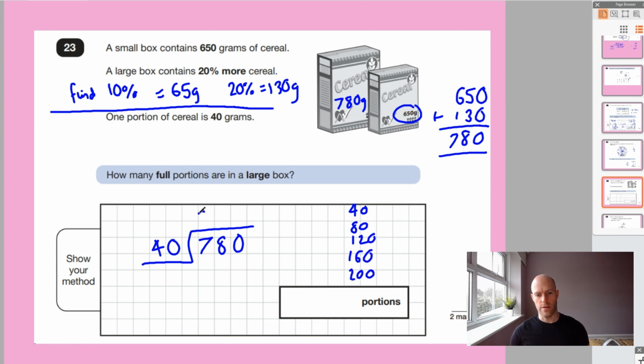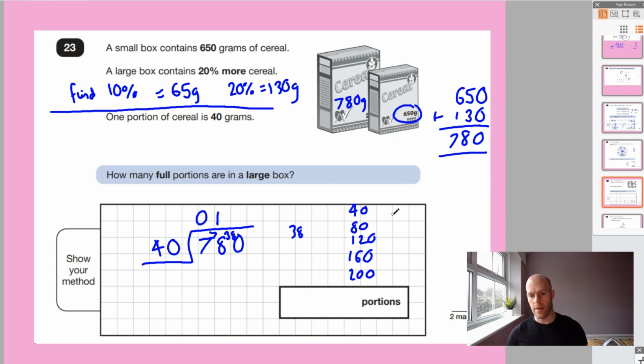Okay, how many times does 40 fit into 7? It doesn't. How many times does 40 fit into 78? Once, but not twice. Once gets us to 40, we've got to get up to 78, and we're 38 away, aren't we? We've got to 40, and we've got to add another 38, gets us up to 78. So now we've got 380.